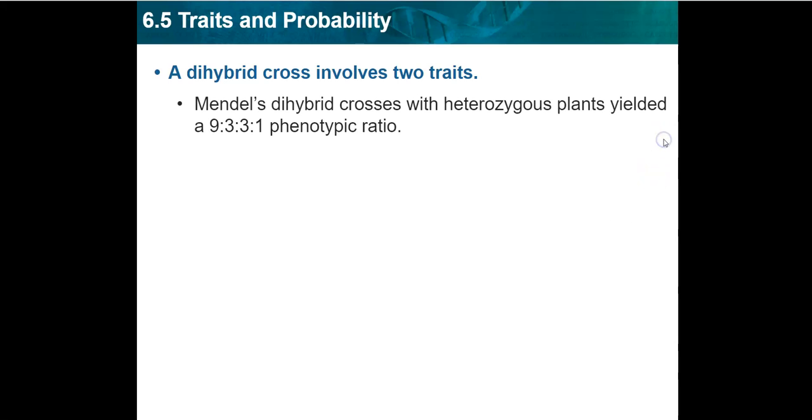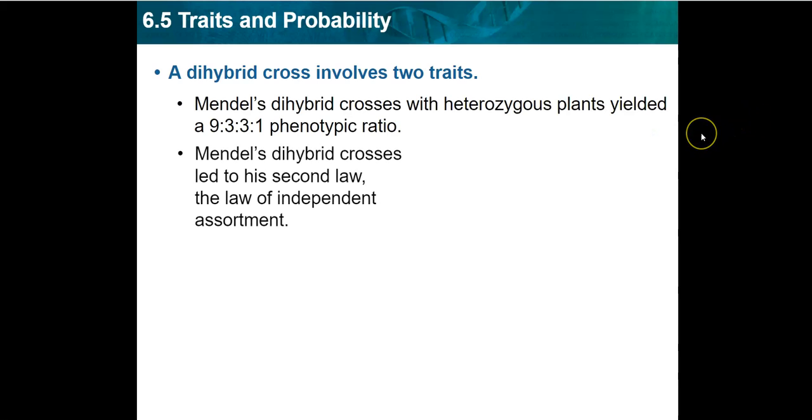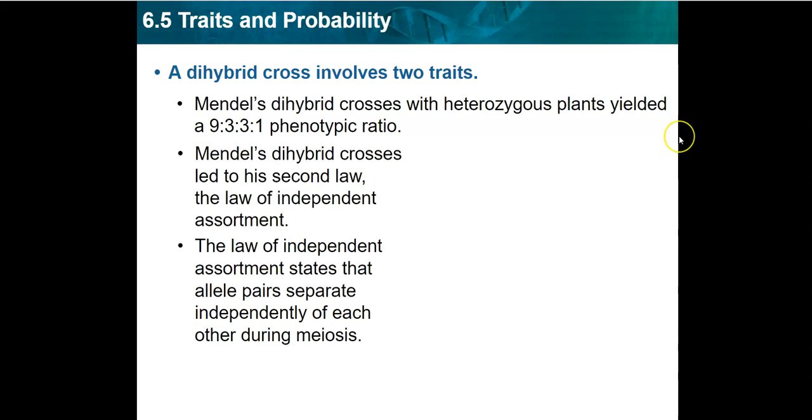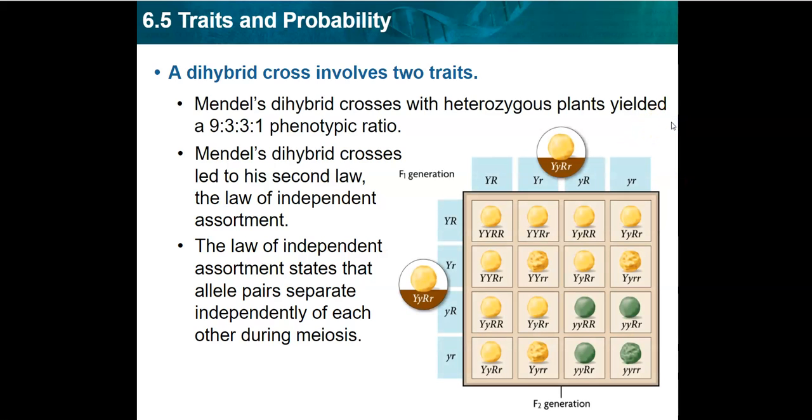A dihybrid cross gets a little more complicated. This involves 2 traits. Mendel's dihybrid crosses with heterozygous plants yielded a 9-to-3-to-3-to-1 phenotypic ratio. The dihybrid crosses led to his second law, the law of independent assortment. That law just states that allele pairs separate independently of each other during meiosis. So just because you have blonde hair doesn't mean you have to have blue eyes.